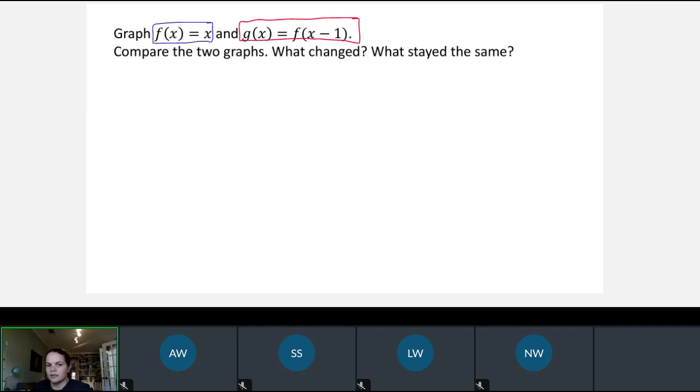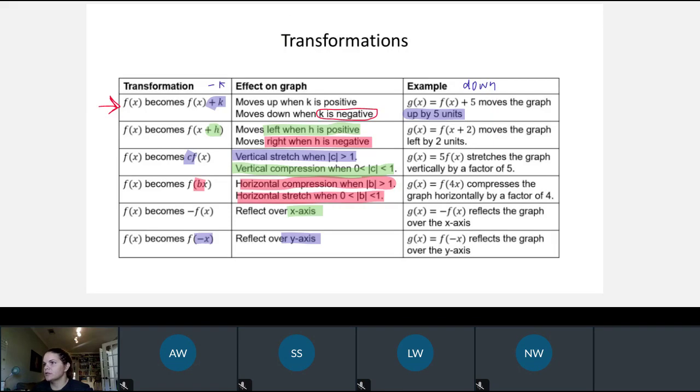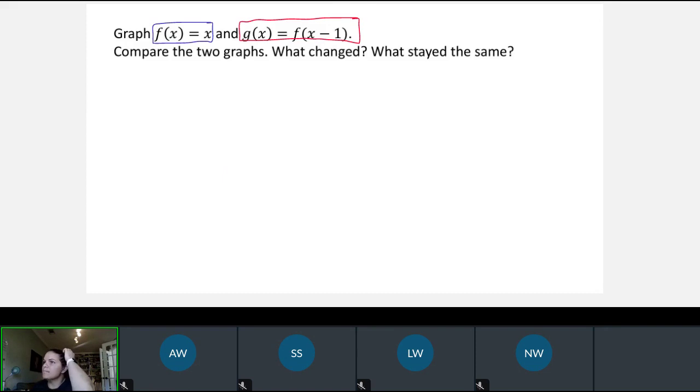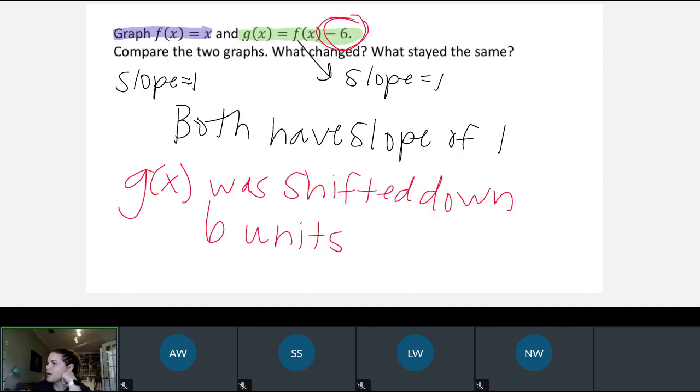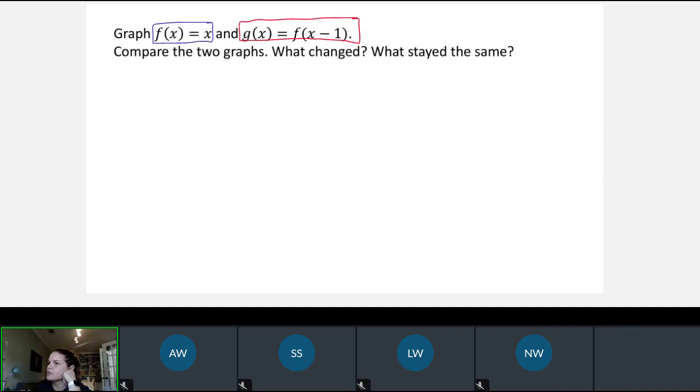I'm going to click back real quick since I think you've probably had time to look. When it's happening inside the parentheses, we're looking at a horizontal shift. Okay. Our problem here says -1. So let's look and see what happens when h is negative. So when h is negative, that means we're moving to the right. So then I would come back over here and say, okay, g of x moved or shifted horizontally. Let's write it that way. It's a little more consistent.